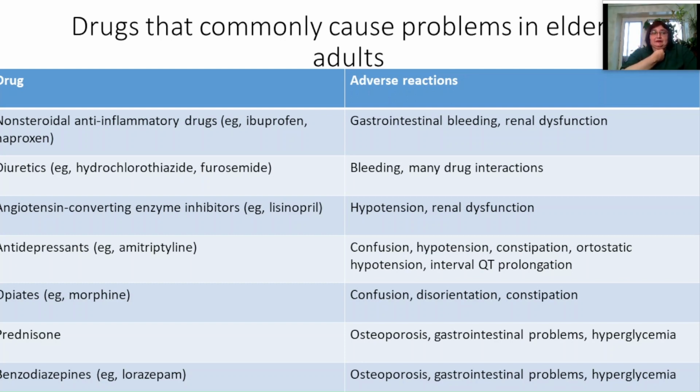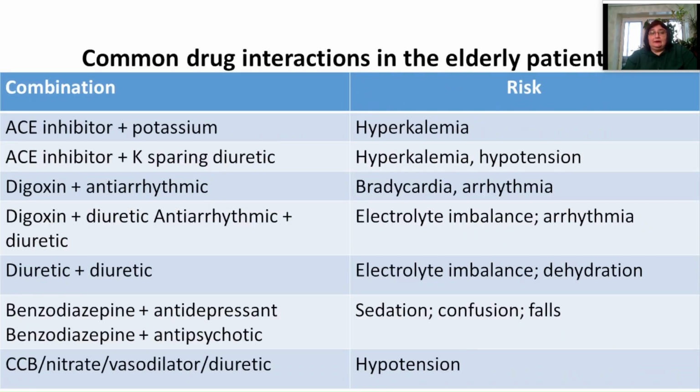photosensitization in patients of this group. Angiotensin converting enzyme inhibitor, lisinopril: hypertension, renal dysfunction. Antidepressants, amitriptyline: confusion, hypertension, constipation, orthostatic hypertension, QT interval prolongation. Opiate, morphine: confusion, disorientation, constipation. Prednisone: osteoporosis, gastrointestinal problems, hyperglycemia. Benzodiazepine, flurazepam: osteoporosis, gastrointestinal problems, hyperglycemia.